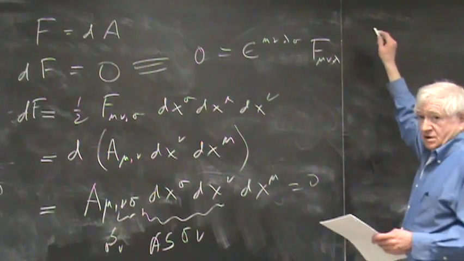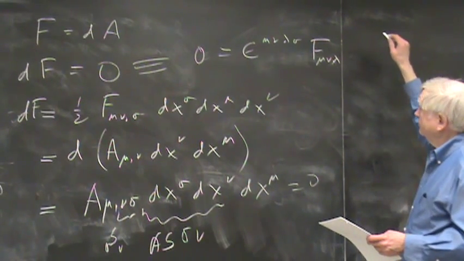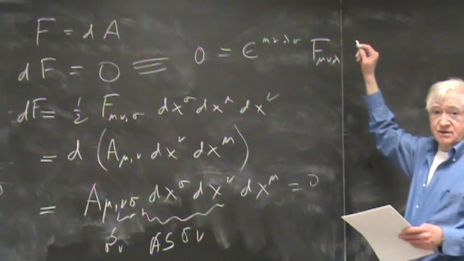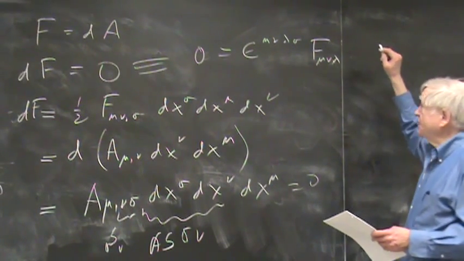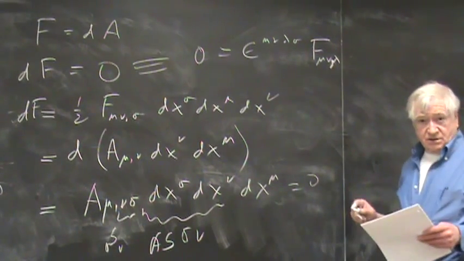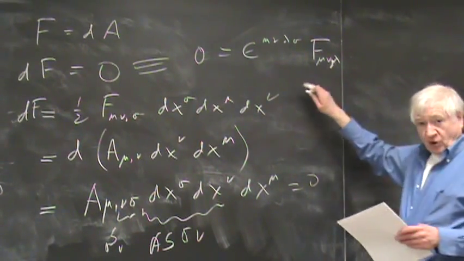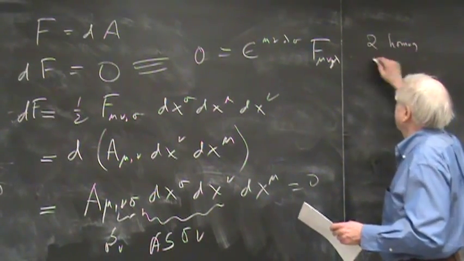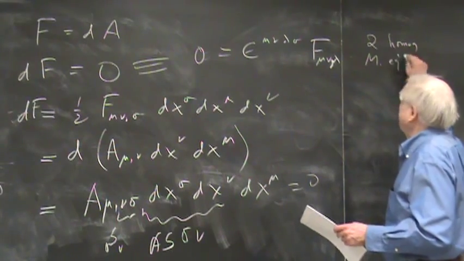How can we have one side with a free index and one side without a free index? Yeah, so this is four equations, one for each sigma, and you sum over mu, nu, and lambda. And there's a comma here, of course. These four equations are the two homogeneous Maxwell equations.